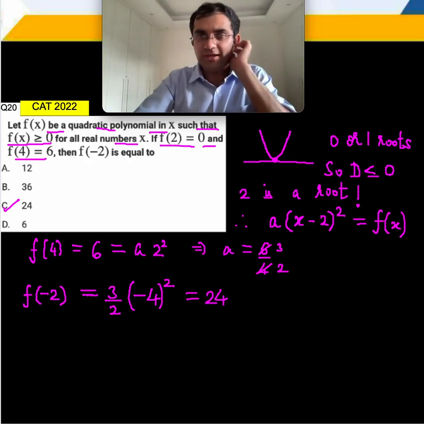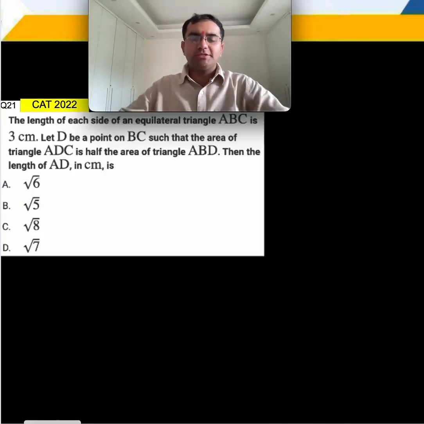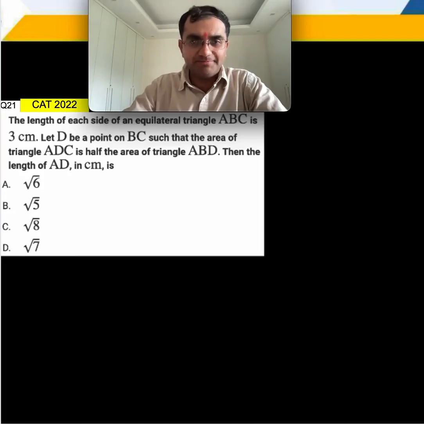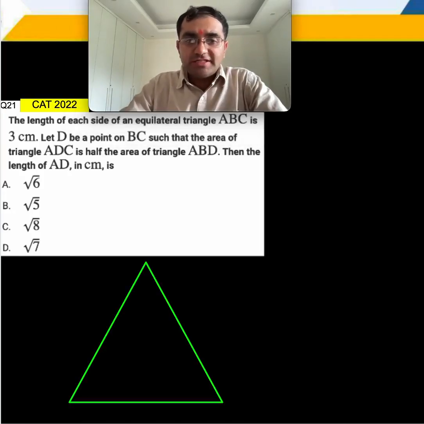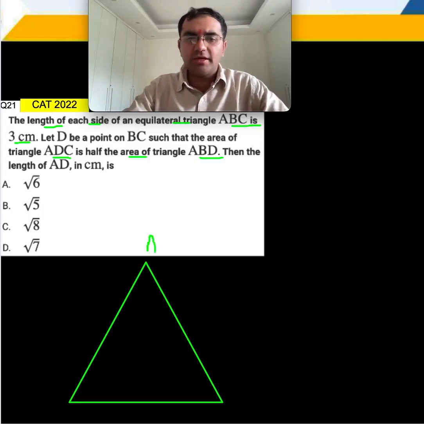Nice question, and definitely good for the exam. Nice question that combines multiple concepts of geometry, and because of the multiple steps, it would have been a little challenging in the exam. The length of each side of an equilateral triangle ABC is 3 centimeters. D is a point on BC such that area of triangle ADC is half of ABD. According to that, let me make my point D over here.